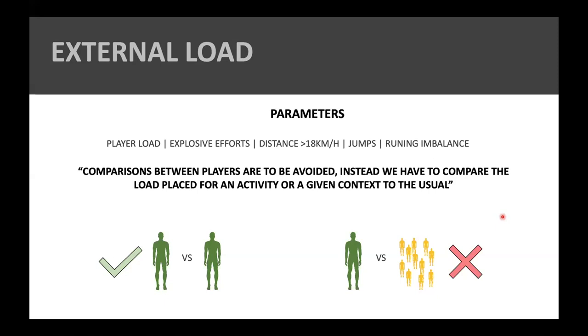So, for example, if a player covers 3 kilometers on match day plus two, a good way to understand how the external load was is to say, okay, it was 15% less than usual on match day plus two, so today was an easy session, yes? We can compare the player with himself in the same context, always, okay? We avoid comparing the player with the rest of the team, yes?